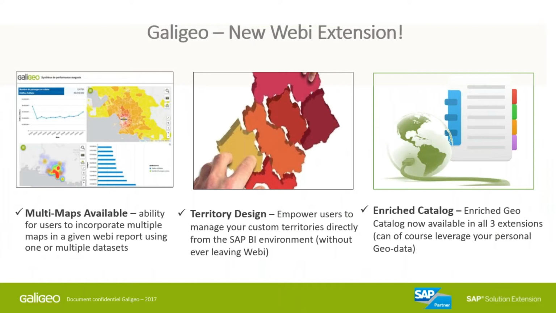So in the Webby extension, there's going to be three core things that we're going to speak to. Multi-maps, so being able to incorporate multiple maps in a specific operational report that can speak with the Webby outputs that you created with Webby. Territory design is going to let you manage your custom territories and change them directly from the Webby environment. And obviously, something that's also going to be relevant for Lumira and Design Studio, there is now a more enriched catalog that you can take advantage of that has defined geopolitical boundaries, cities, regions, states, postal codes, and major countries across the world, not just in North America.